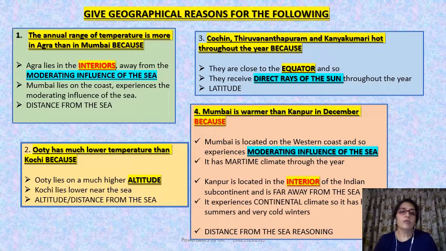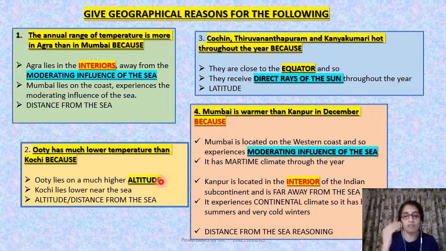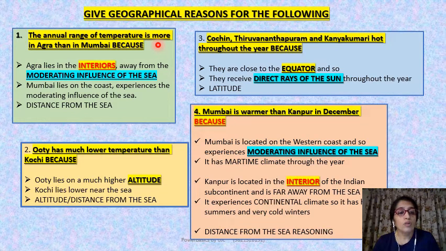So now I've put together a few geographical reasons based on all the factors we have studied about what all affects the climate of India. Okay. Let's look at it. The annual range of temperature is more in Agra than in Mumbai. The minute the words annual range, diurnal range come up, you should know it has to do with the surrounding oceans or water bodies that allow them to experience the moderating influence of the sea.